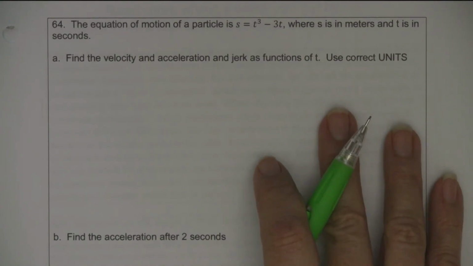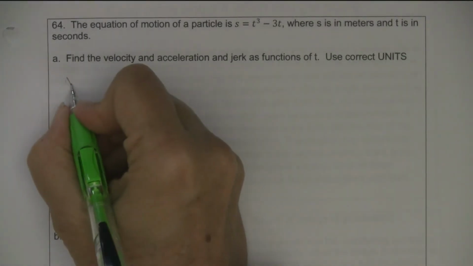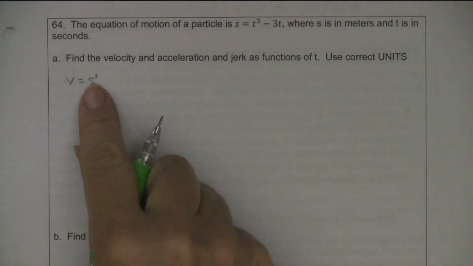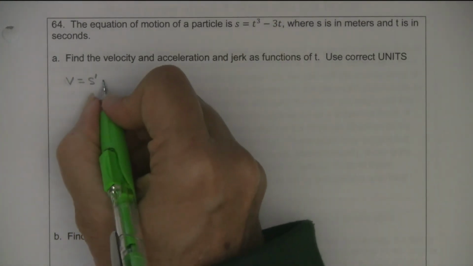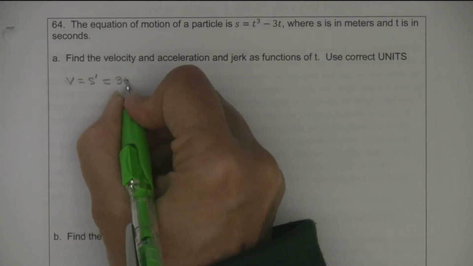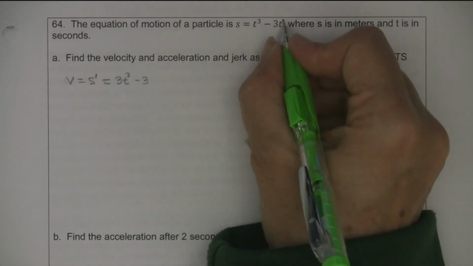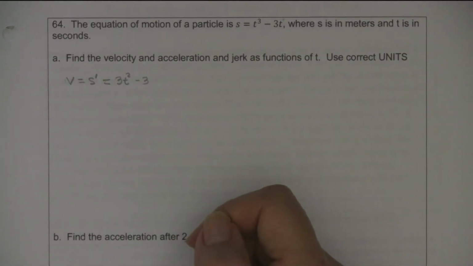It says the equation of motion of a particle is given by this, where S is in meters and t is in seconds. Find the velocity, the acceleration, and the jerk as functions of t and use correct units. So we're going to do that. To find the velocity, remember the velocity is the derivative of S. So I take the derivative of that side, which would be 3t squared minus 3. Remember, you can put the 1 there and bring the 1 in front, and then t to the 0, so it's just 3. And they wanted me to use correct units.